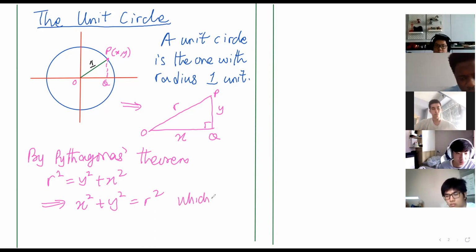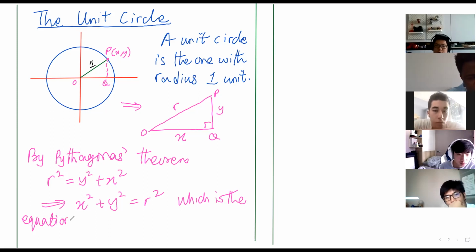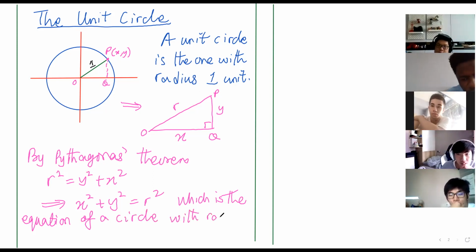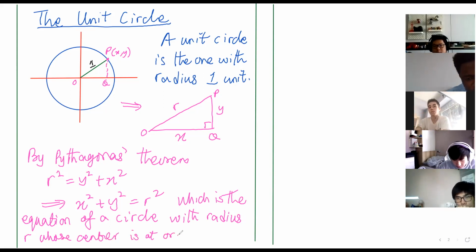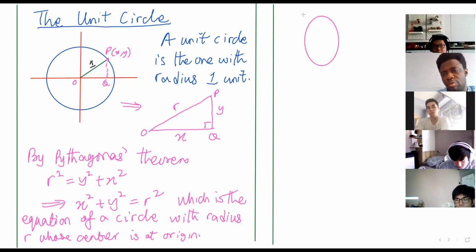But the equation of a circle is not in your syllabus, so no need to worry about that. The equation of a circle with radius r whose center is at origin. If the center is not at origin, check this out. Again, this is not what you should worry about. I'm just giving you additional information.